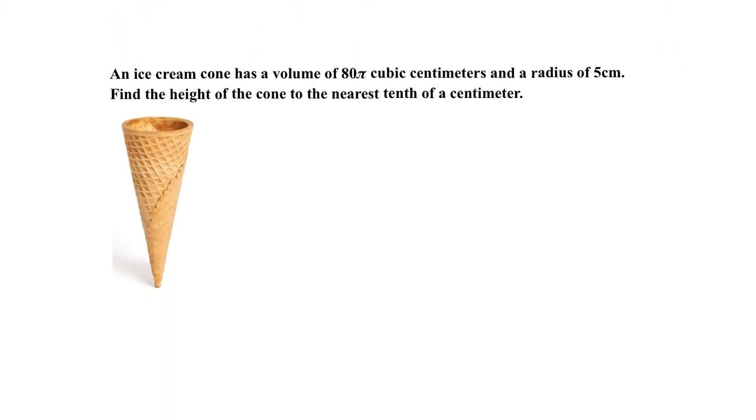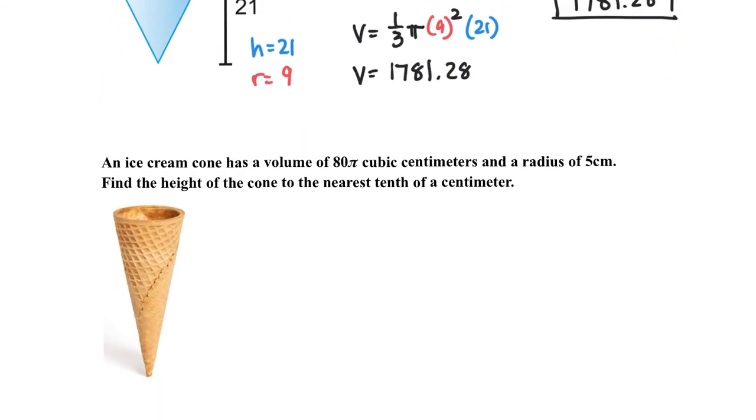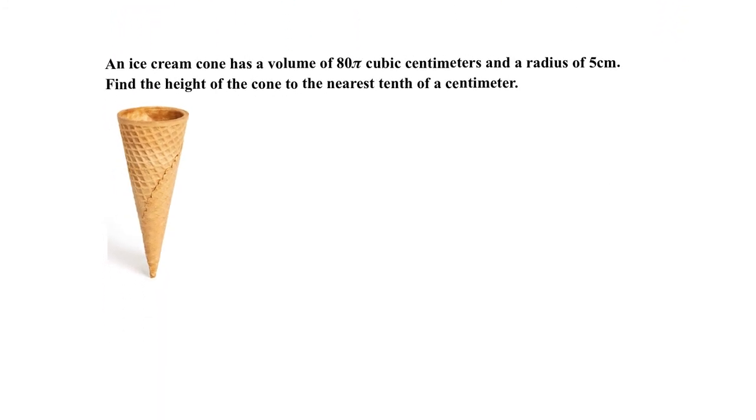All right, one more problem to go. I'm just trying to show you all the different possible types of problems you could see here. An ice cream cone has a volume. So once again, they're giving us the volume. Volume is 80 pi. Okay, so they actually gave us the pi symbol in that one. And they're telling us that it has a radius of 5. They want me to find the height.